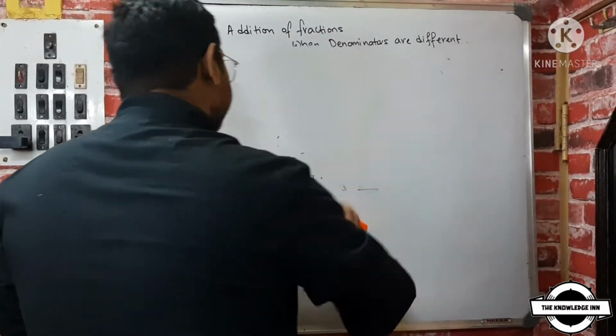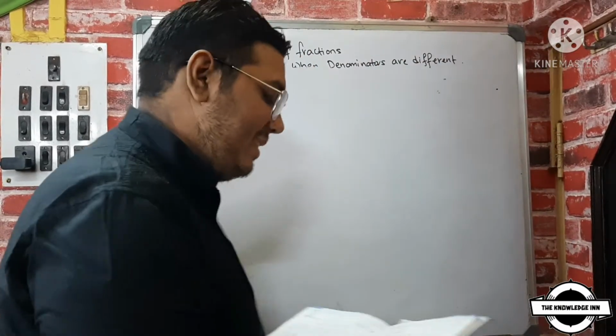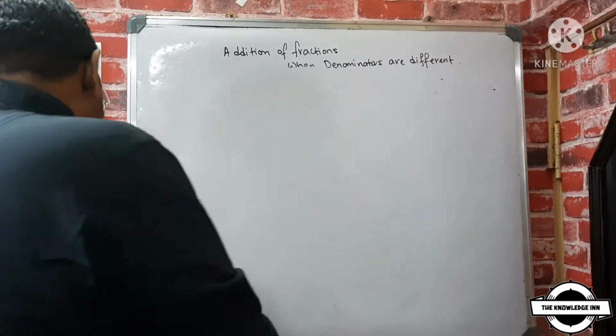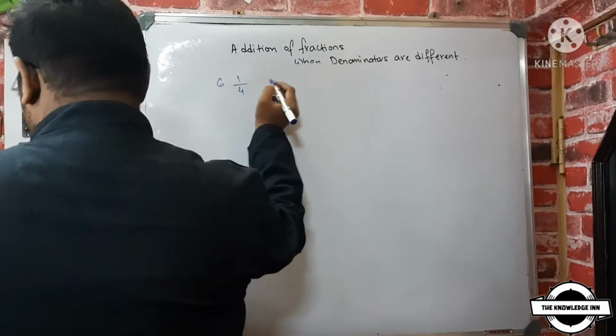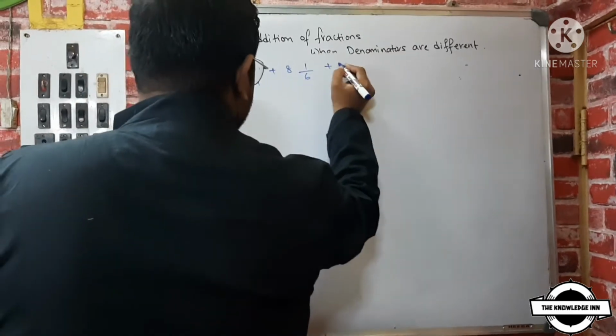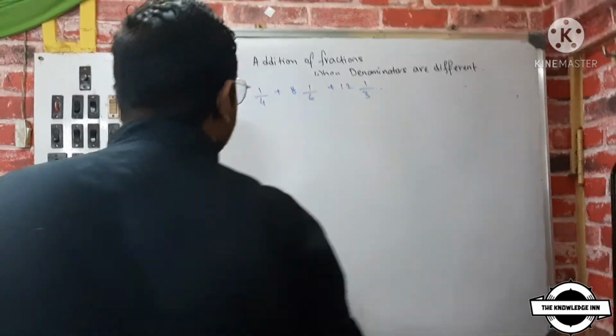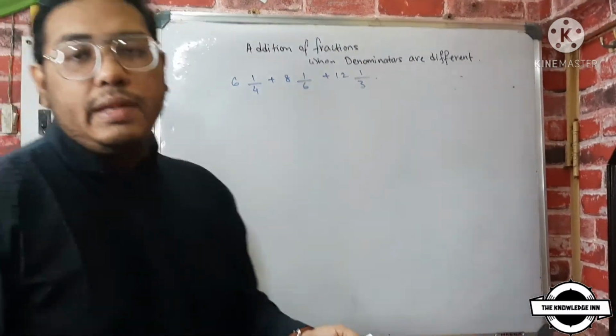Please pause the video while I'm doing the sum. You can also do it along with me, and if your answer matches and is correct, then well and good for you. Okay, the third sum: 6 whole number 1 by 4 plus 8 whole number 1 by 6 plus 12 whole number 1 by 3. Please copy the sum, and if you can do it along with me, that will be better.